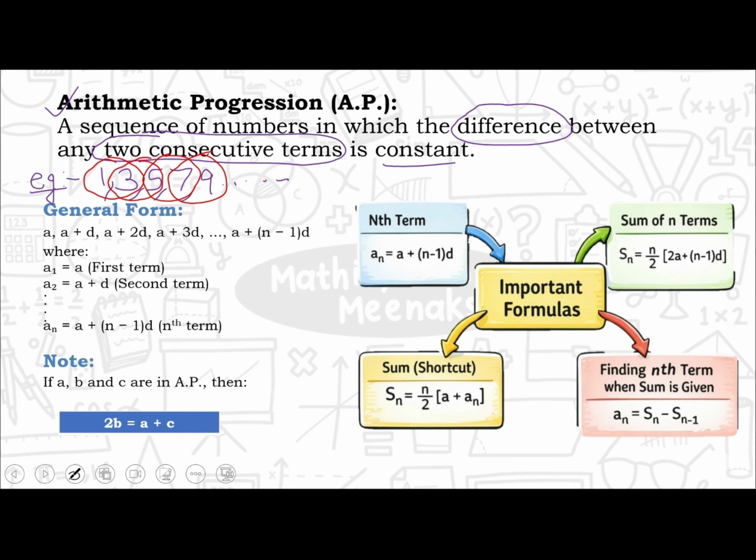Did you observe something here? My first term is 1. Second term is 1 plus difference, that was 2. Third, 1 plus twice the difference. Fourth term, 1 plus thrice the difference.